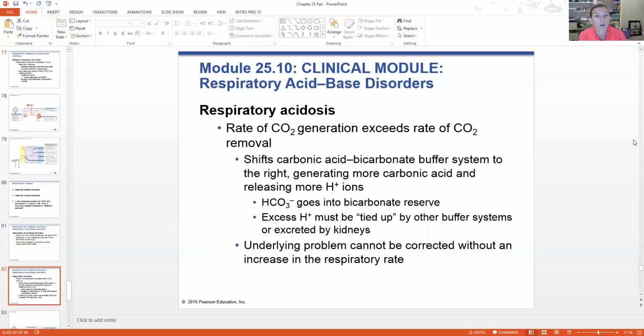This is going to shift the carbonic acid bicarbonate buffer system to the right, so it's going to generate more carbonic acid and more hydrogen ions. Our bicarbonate goes into the bicarbonate reserve, soaking up extra sodium ions. Excess hydrogens have to be tied up by other buffer systems like the proteins, and then excreted by the kidneys. So the underlying problem cannot be corrected without a change in respiration rate. So you have to change your respiration rate during respiratory acidosis.